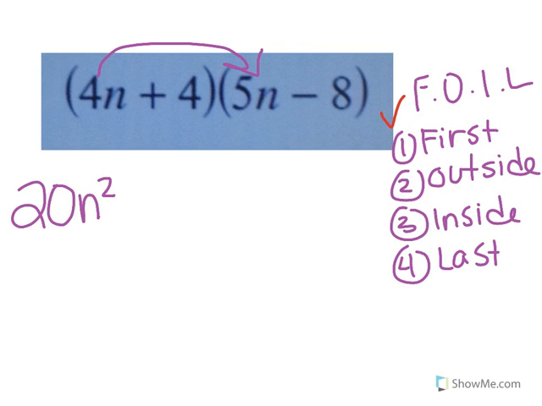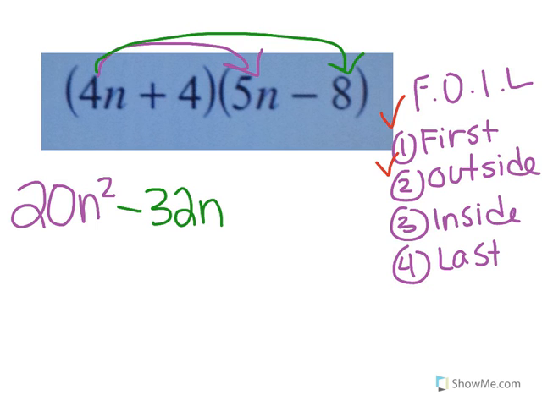And then, so I did my first. Now I need to go back and do my outside terms. So 4n times the negative 8, that's going to give me negative 32n. So I did my second. Now I'll go and I'll do my inside terms. Positive 4 times positive 5n is going to give me a positive 20n.